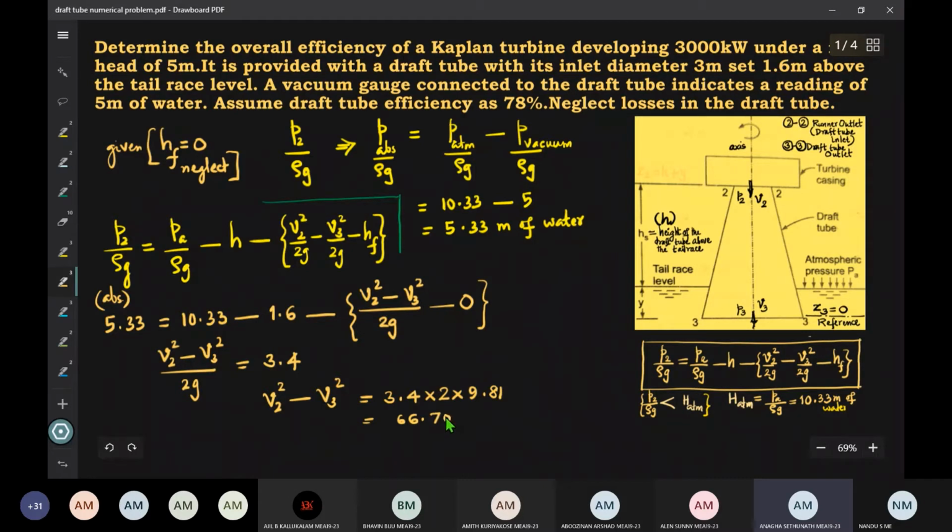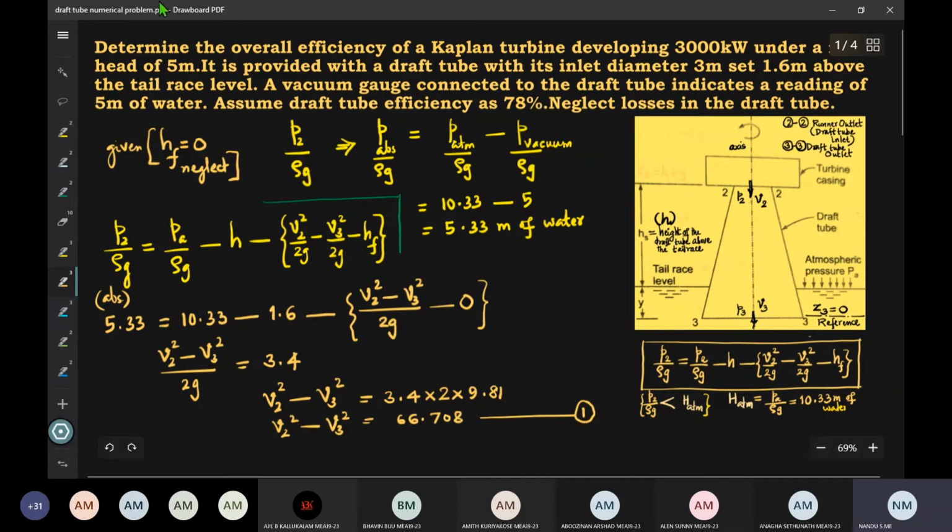Okay. So let it be equation number 1. In this case, you have to find out the overall efficiency. See, the overall efficiency is shaft power by water power. That is P divided by rho Q G H. So for that purpose, you have the shaft power available here, 3000 kilowatt. Then the net head is 5 meters, net head on which the turbine works. So that capital H is equal to 5 meters.